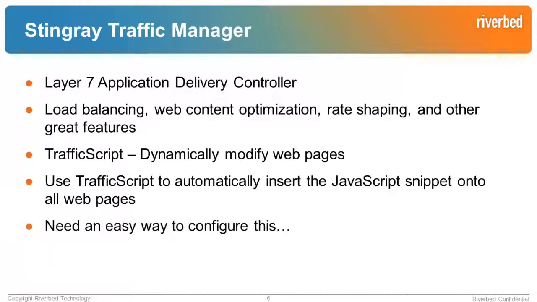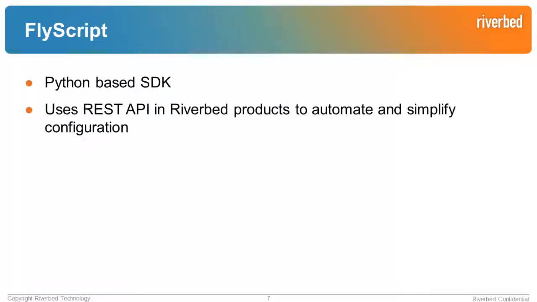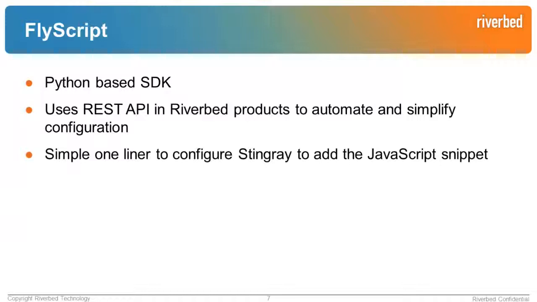But how do we do this? And that's where Flyscript comes in. Flyscript is a Python-based SDK that uses the REST API in Riverbed products to simplify and automate configuration tasks. And so we can break down the configuration of OPNET onto the Stingray Traffic Manager to a simple one-liner.